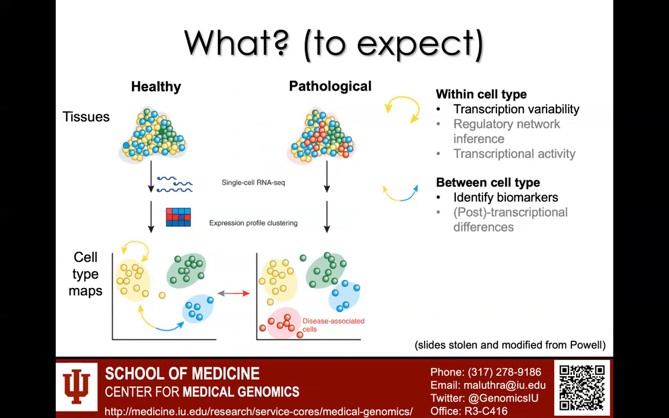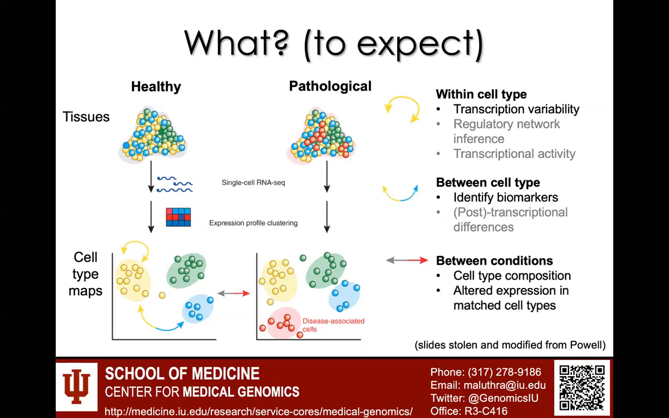The second question you can answer is which genes are differentially expressed between different cell types, and a lot of different analyses support that. The third is whether there are differences between two different conditions, both in the proportion of cell types, or cell type composition, and within each cell type, whether there is differential gene expression. If you do the analysis carefully, you can fairly address all these questions.